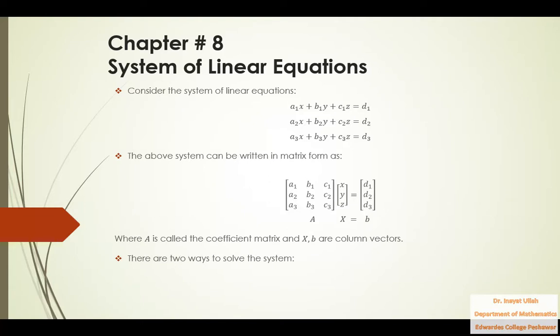There are 2 ways to solve the system. To solve the system, we mean to find the values of x, y and z. To find the values of unknowns x, y and z, there are 2 ways. The first one is called direct methods, and the second one is indirect methods or iterative methods.